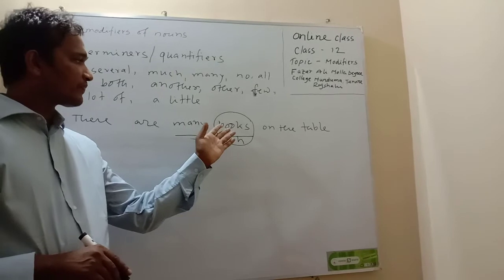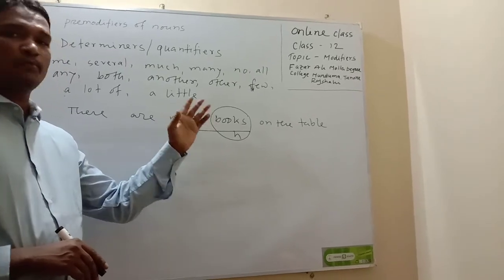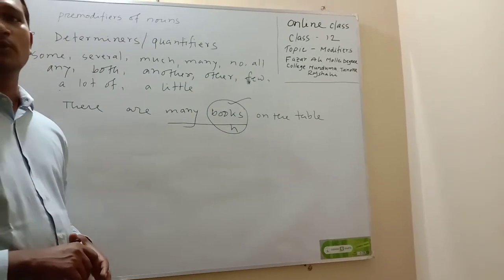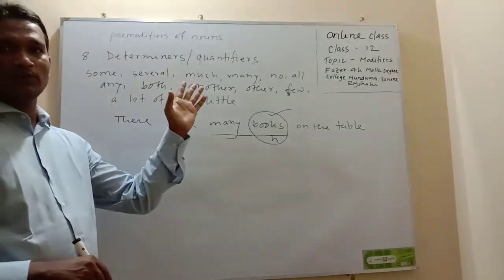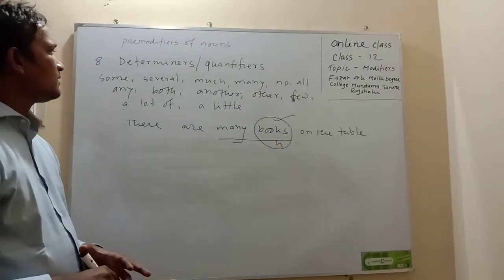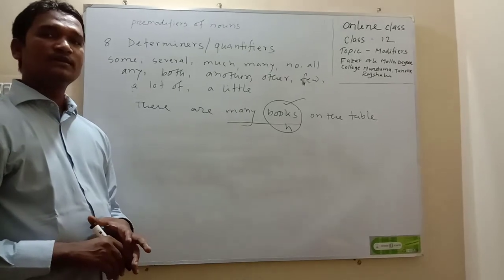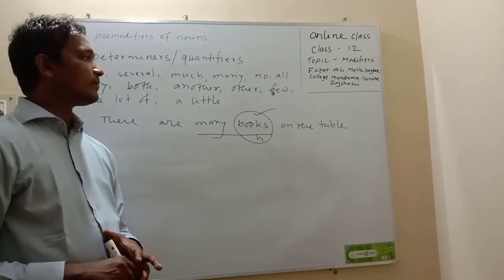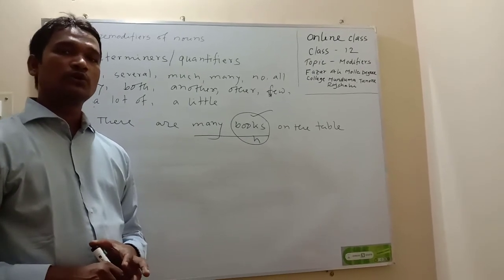So look at the example. Here determiner is many and it's a plural one, and it is used before a plural countable noun. So look at the noun here. The noun is a plural countable noun. So in this way you can use many. So all the determiners have some uses. You can use them according to the number and person of the noun. In this way you can solve pre-modifiers of different nouns. At the same time you will have some other things gradually that are very much close to modifiers.